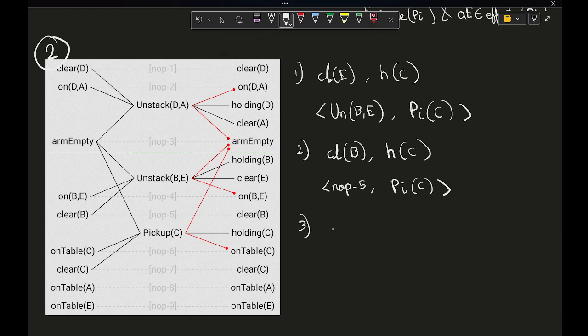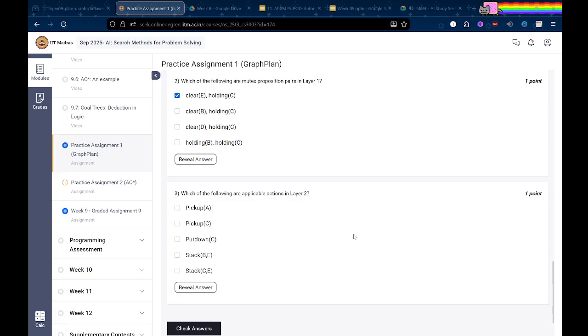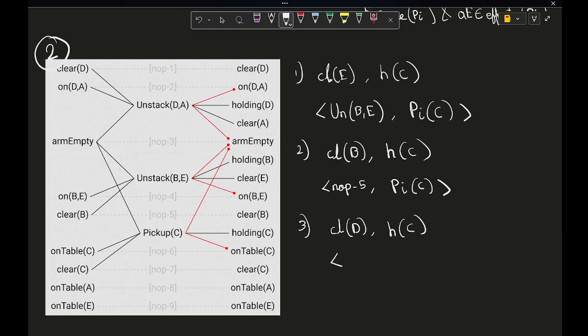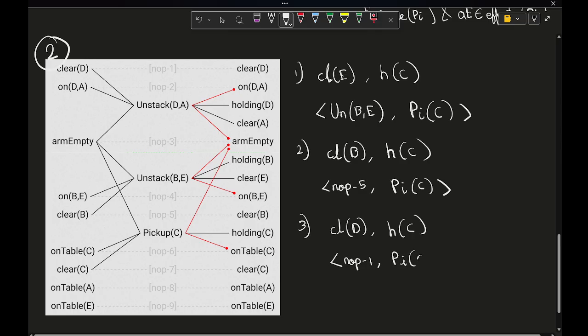The third one is clear D, holding C. Now clear D is added through no-op D because that's the only action that has clear D as a positive effect, and holding C is a positive effect of pickup C. So again this can't be mutex because these two don't share any common precondition or any common positive or negative effect.